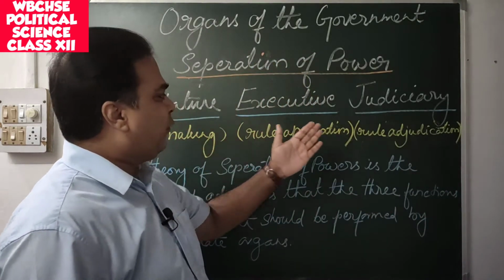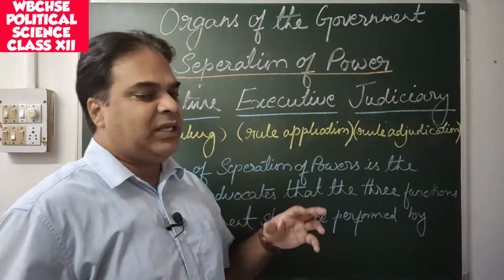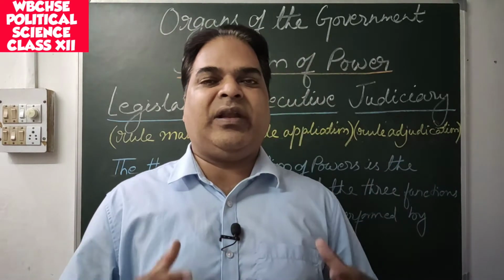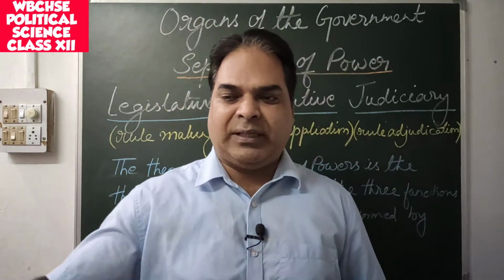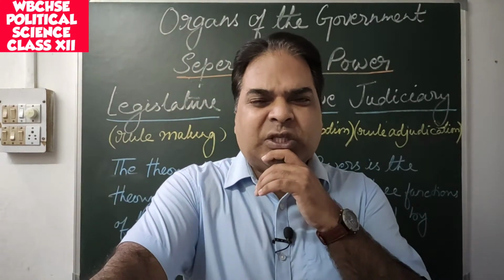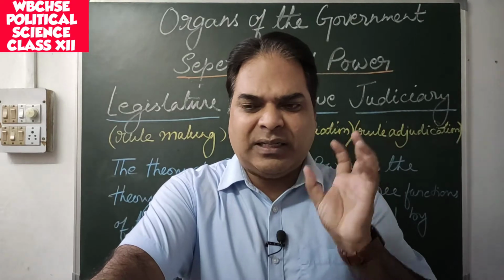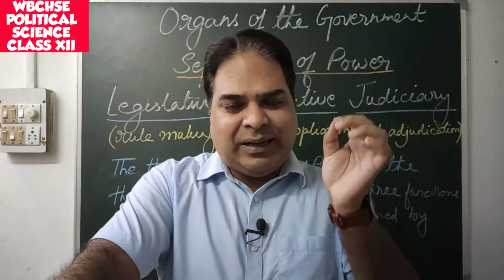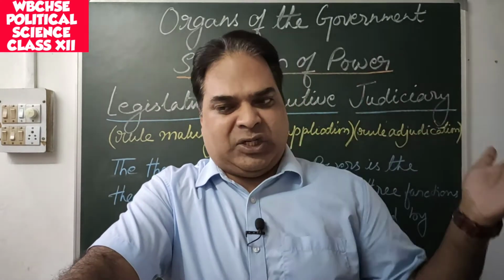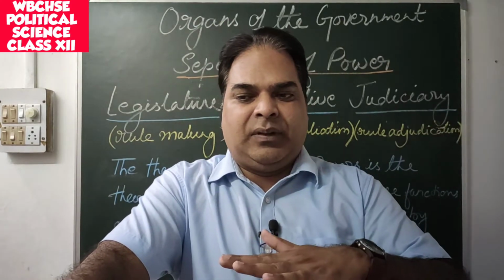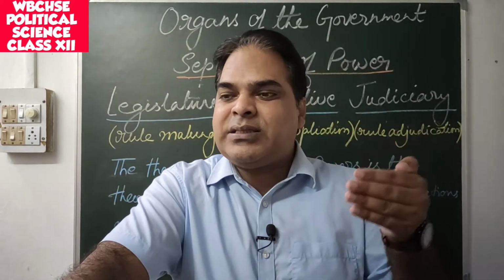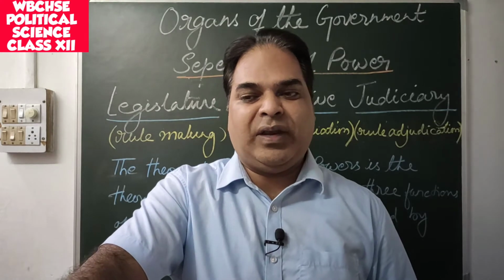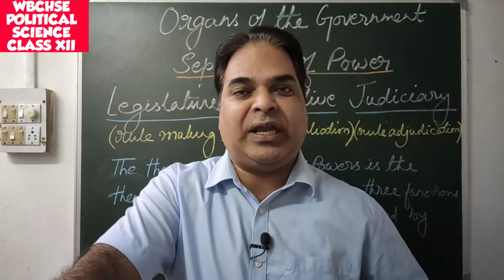As I have told you, legislature is the first organ, executive is the second organ, and judiciary is the third. All these three organs are very important organs of the government. Now, according to the theory of separation of power, these three organs must be kept separate from one another, because if these three organs are combined together, this can lead to tyranny and it can be very harmful and very dangerous for the individual's liberty.